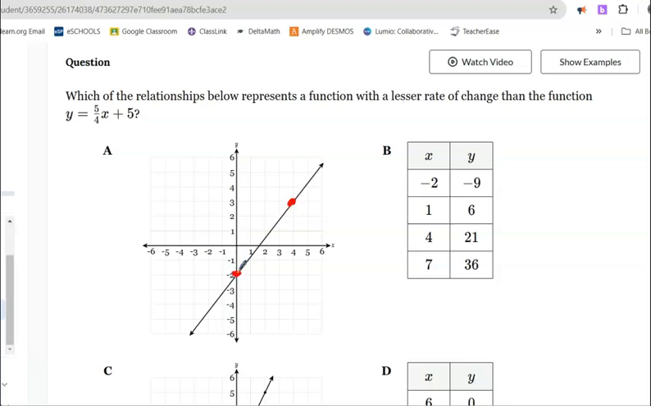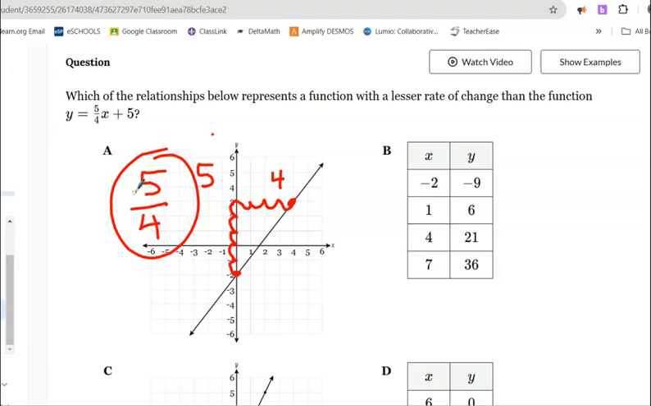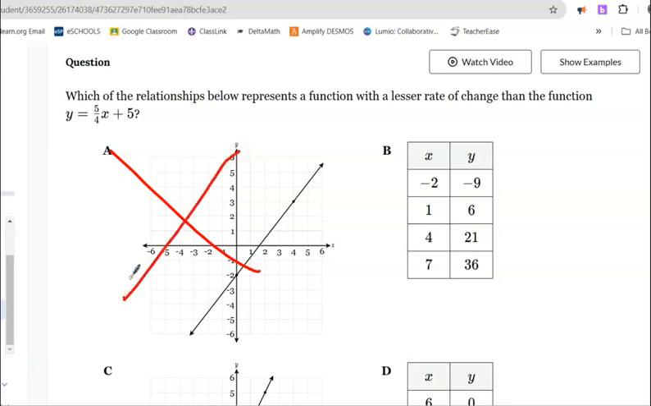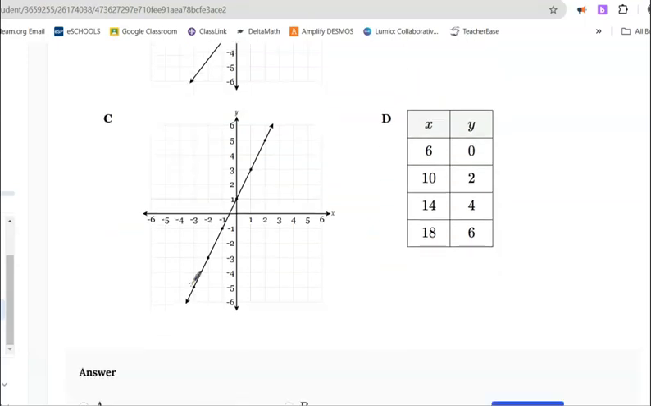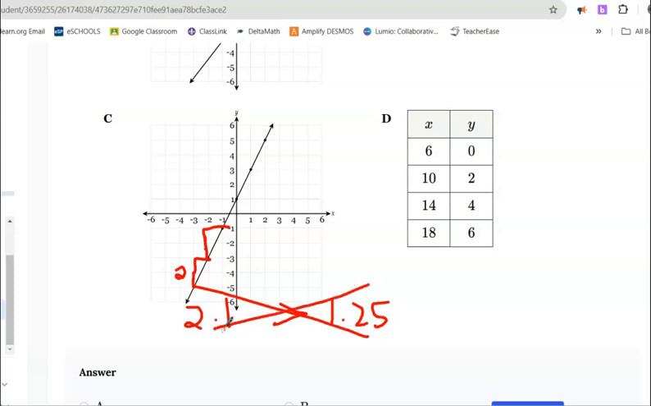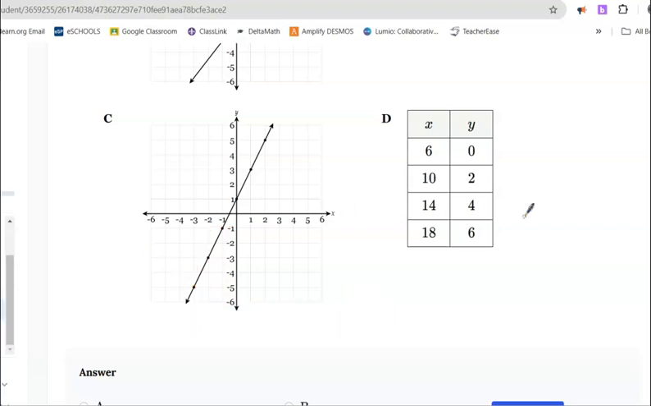We have our two perfect corner points. 1, 2, 3, 4, 5 is our rise. 1, 2, 3, 4 is our run. So this one also has a slope of 5 over 4, which is not less than this one. So that makes this one out. I could also scan my other graph down here. This one has a slope of 2 over 1. 2 over 1 is greater than 1.25, not less than. So that must mean one of my tables will be the solution.